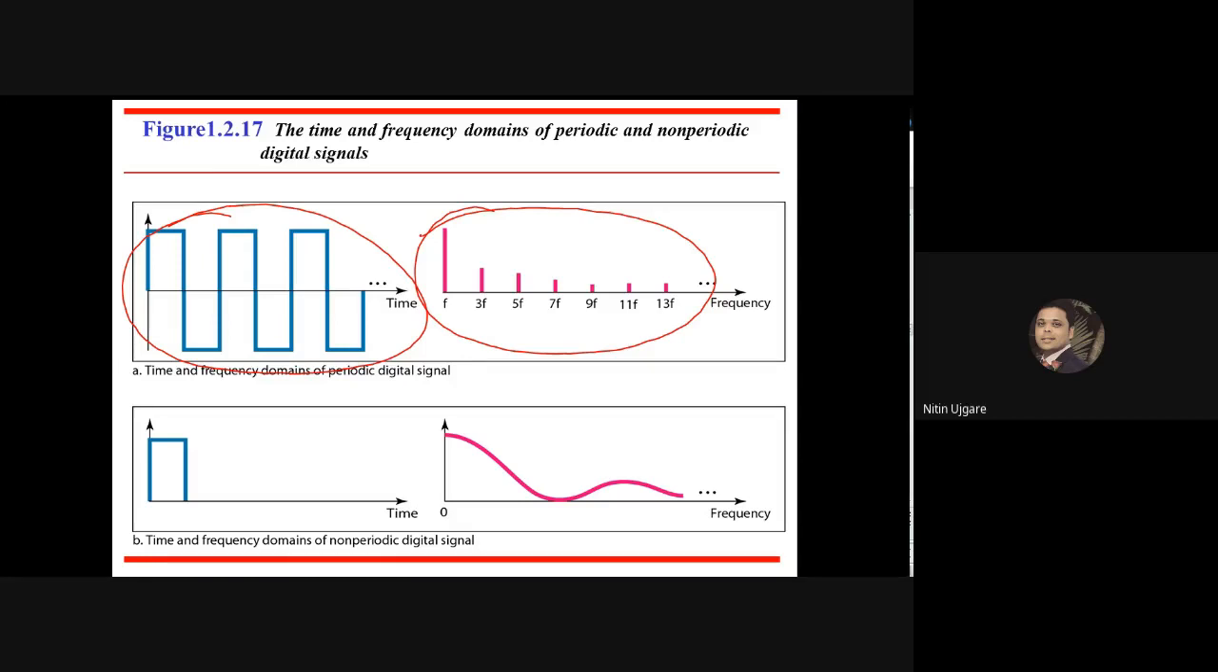In this case the frequency has discrete values, and it forms some pattern. Whereas here you can see the time domain representation of a non-periodic digital signal, and in its frequency domain representation the signal has different discrete values and does not form any shape or pattern. You cannot see any pattern in this. So these are the two examples of time and frequency domain representation of a periodic and a non-periodic digital signal.